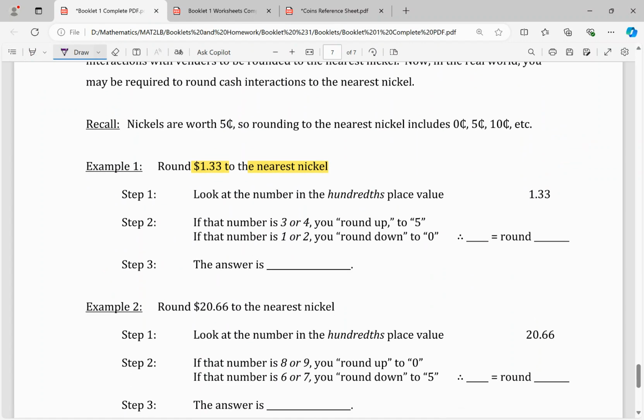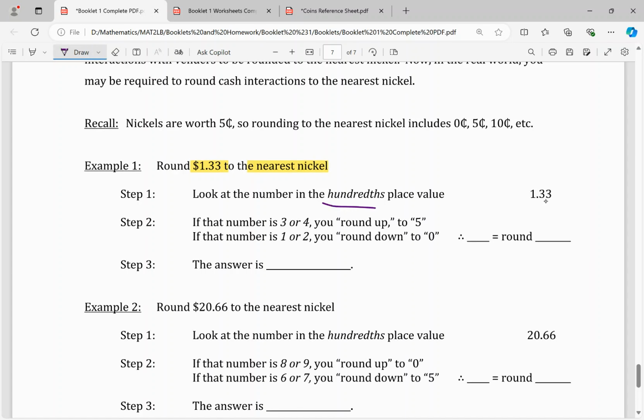Example 1 is to round $1.33 to the nearest nickel. Step 1, look at the number in the hundredths place value. The hundredths place value is always going to be that last digit, the second one. I don't like that this ends in a 3. I would need 3 pennies in order to make this work. So step 2, if the number is a 3 or a 4, you round up to 5. If the number is a 1 or a 2, you round down to 0.